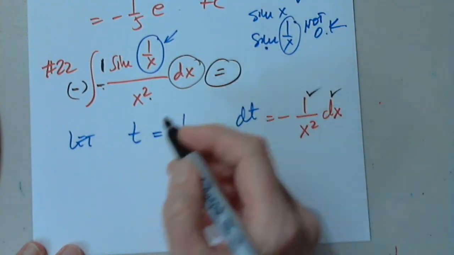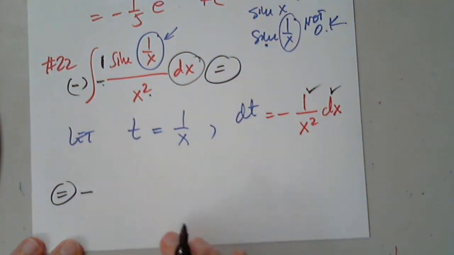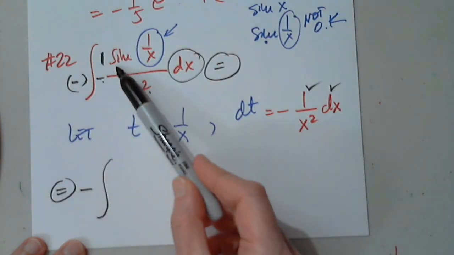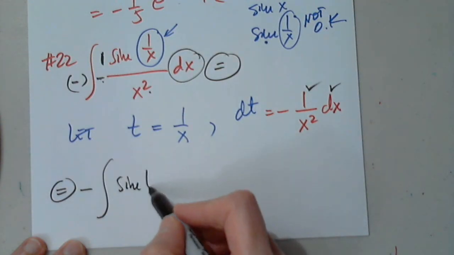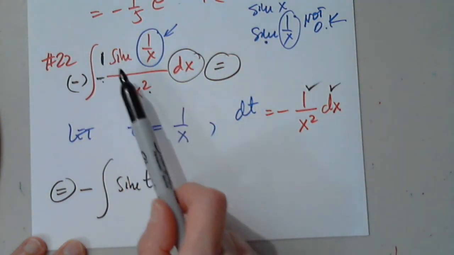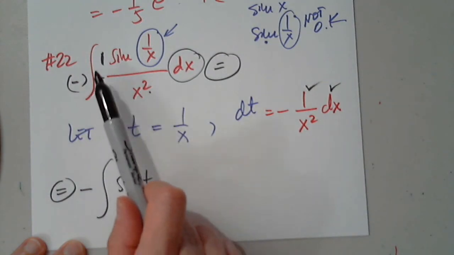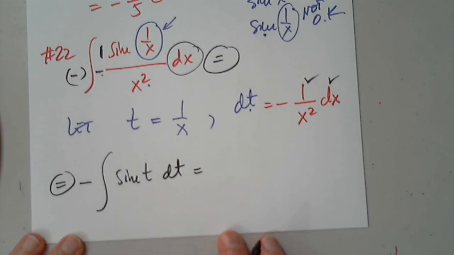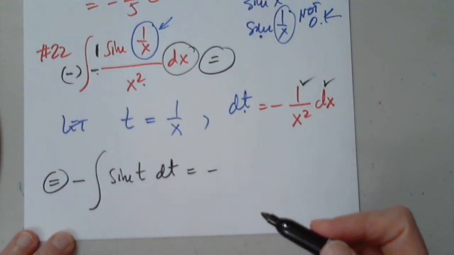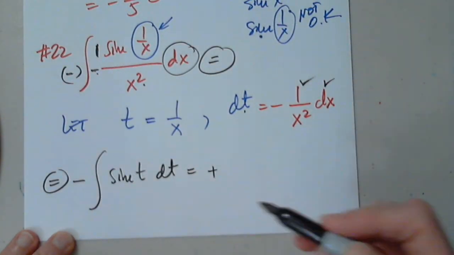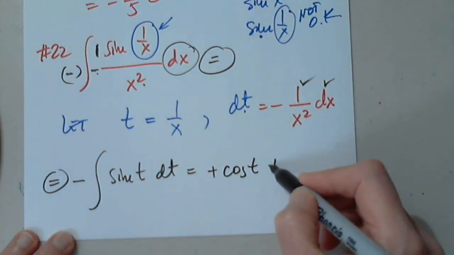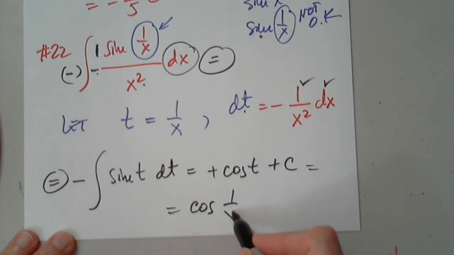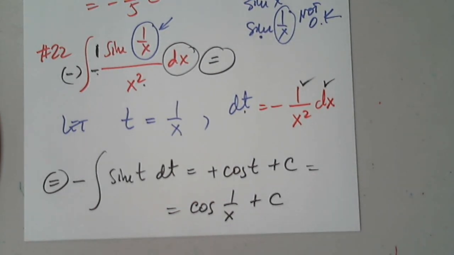So then I have to copy 1 minus, and the integral becomes sine t and -1 over x squared and dx. All these three pieces are dt. And now it's nice because I can already integrate, because I have cosine t plus a constant c. All I have to do is just write cosine 1 over x plus a constant c.